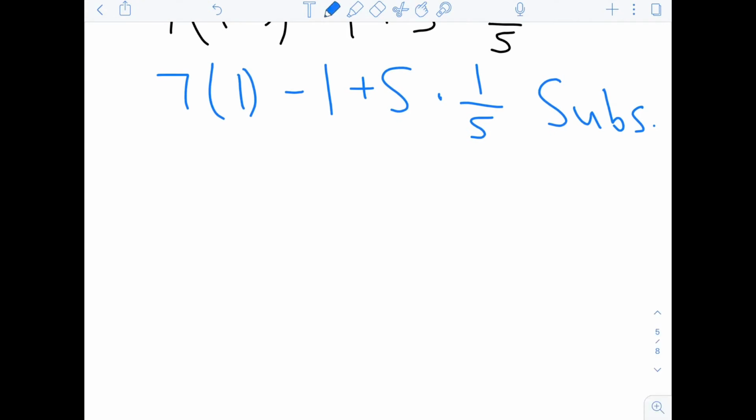So next, we're going to do what's right next to the 1, which is 7. So 7 times 1 is 7. And by multiplying by 1, we're keeping the same identity for 7. So this is the multiplicative identity.